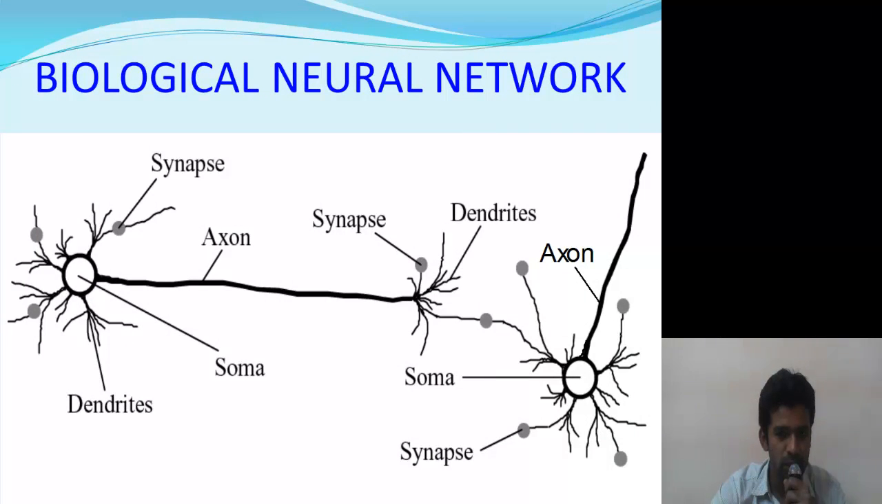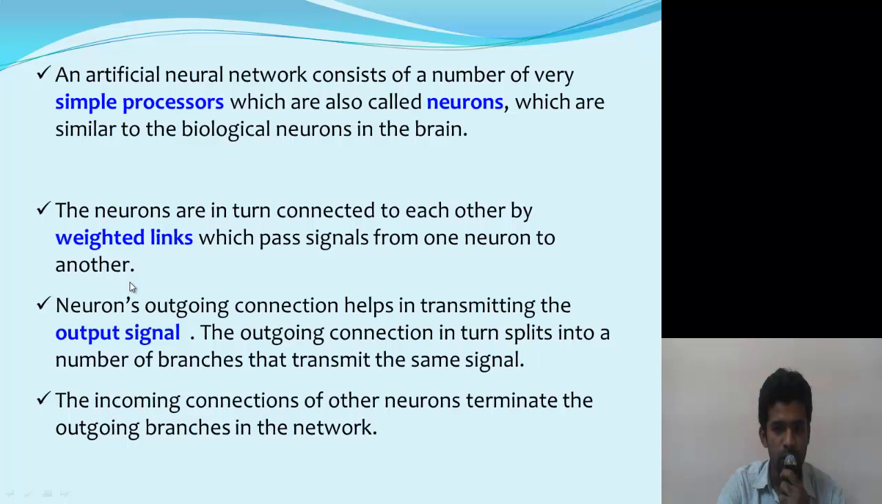Now let us take a look at the biological neural network or the basic nerve cell. A nerve cell usually consists of these parts: dendrites, axon, synapse, and soma. Dendrites act as the connecting part between different neurons. And the axon is the place where all the different information flows.